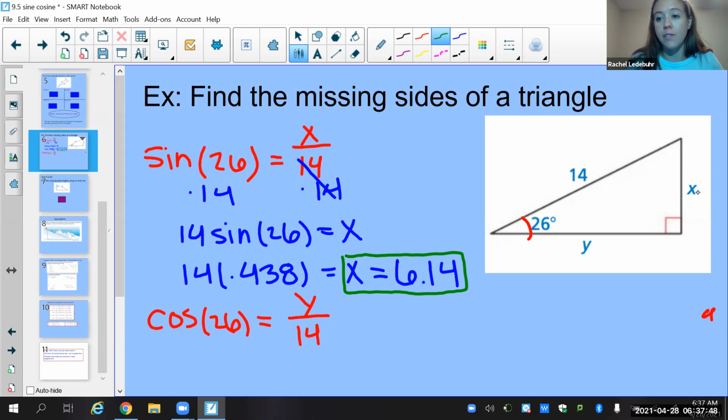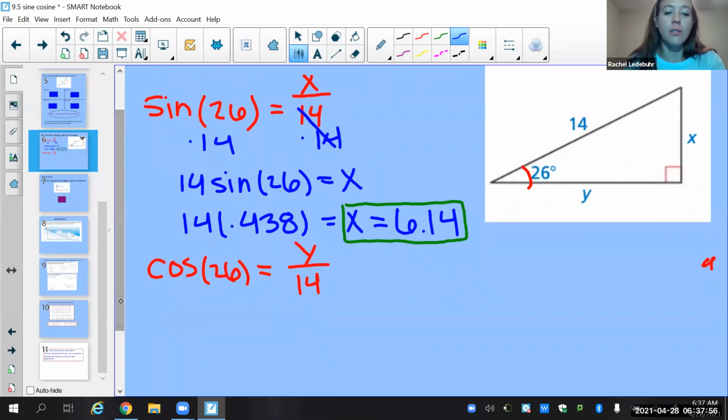All right, so now we've got our x value. Now let's find our y value to complete the triangle. I already have it set up that the cosine of 26 is y over 14. So now I'm going to multiply both sides by 14 to get rid of the 14.